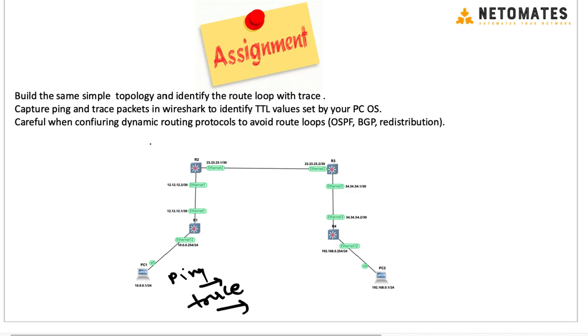So when you try to configure the dynamic routing protocols, you should be very careful, because if you do any small misconfiguration, it will generate route loops. Okay, so you can do some research on how OSPF, BGP, and the redistributions between them can cause a route loop, so you can avoid them. Okay, so in this lab we are only doing static configuration to reproduce the loop scenario, but in real time most of the route loops occur because of dynamic routing protocols.